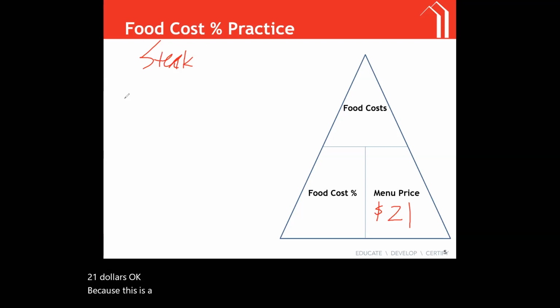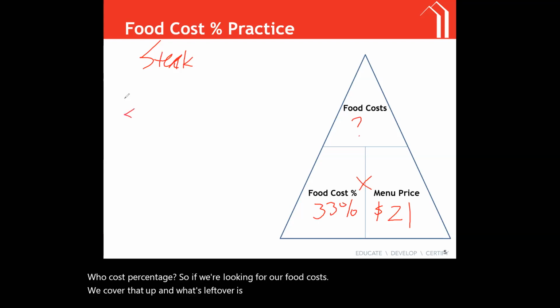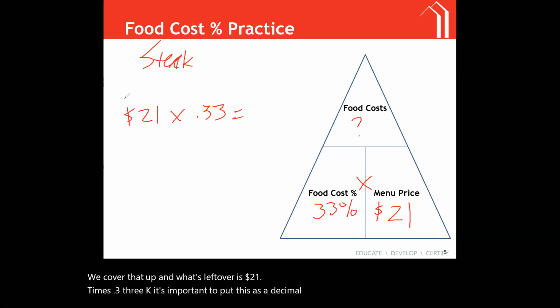Because this is a higher menu item, like a higher cost ingredient, we're going to go ahead and go with a 33% food cost. Okay, food cost percentage. So if we're looking for our food costs, we cover that up, and what's left over is $21 times 0.33. Okay, it's important to put this as a decimal. And that's going to tell you what our food cost essentially is going to be. So in this case, what would our food cost be?